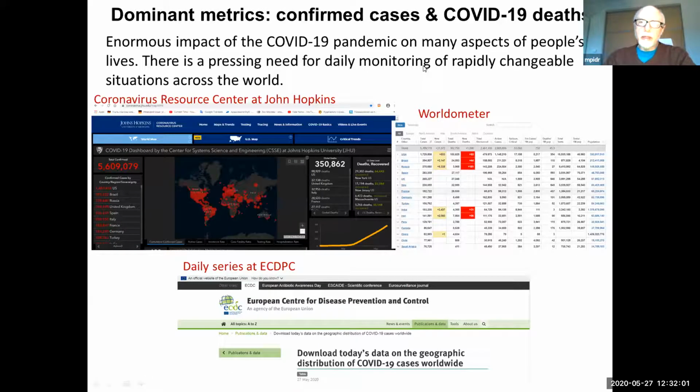So as you know, the dominating type of information available for quantifying the pandemic is information about confirmed cases and so-called COVID-19 deaths. Of course, people are very concerned by the scale of changes happening to them, and they want very much to know on a daily basis what's going on and what the changes are. And these resources respond to this demand very well. This is the Johns Hopkins resource on the pandemic, the so-called Worldometer, and the daily series at the European Centre for Disease Prevention and Control. All this type of information is the same.